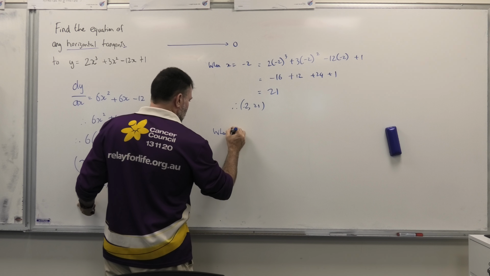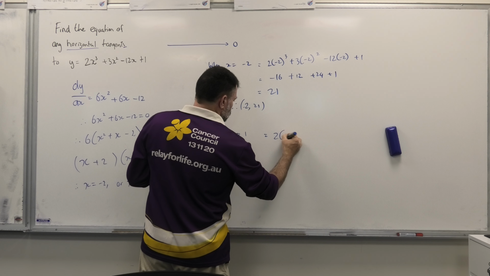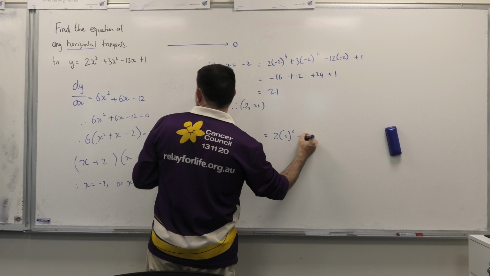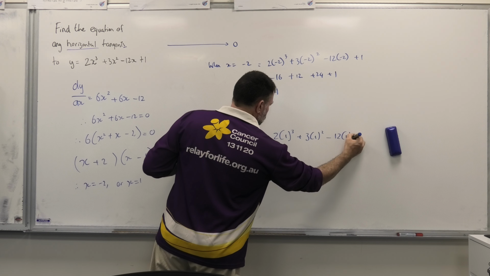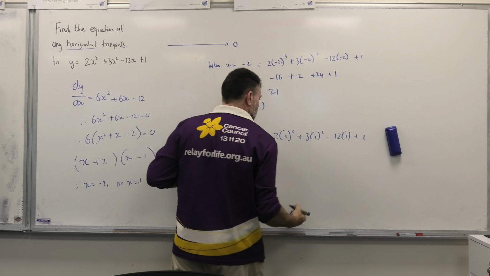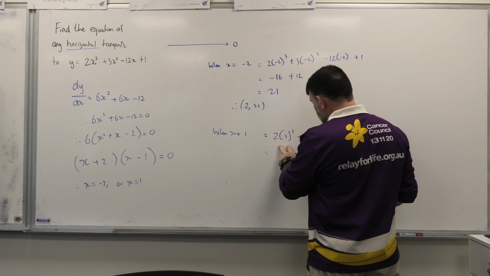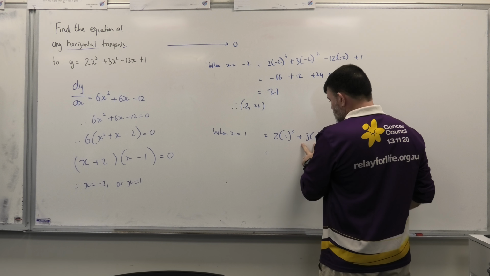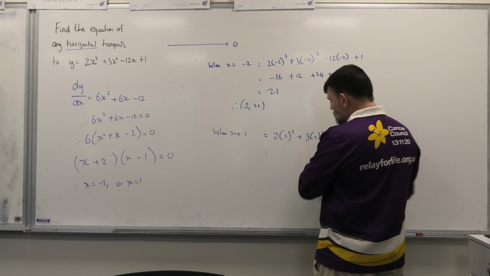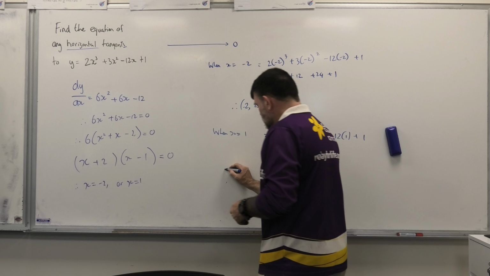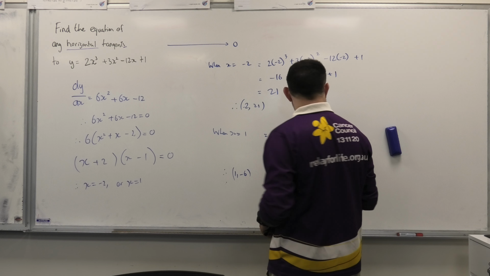Well, when x is equal to 1, we get 2 times 1 cubed plus 3 times 1 squared minus 12 times 1 plus 1. Well, if we look at this here, we get 2 times 1 equals 2, plus 3 equals 5, plus 1 equals 6, minus 12 equals -6. So therefore, we get 1 and -6.